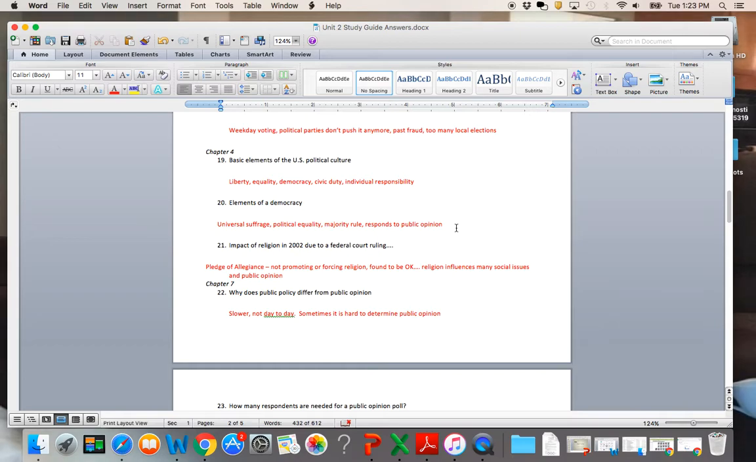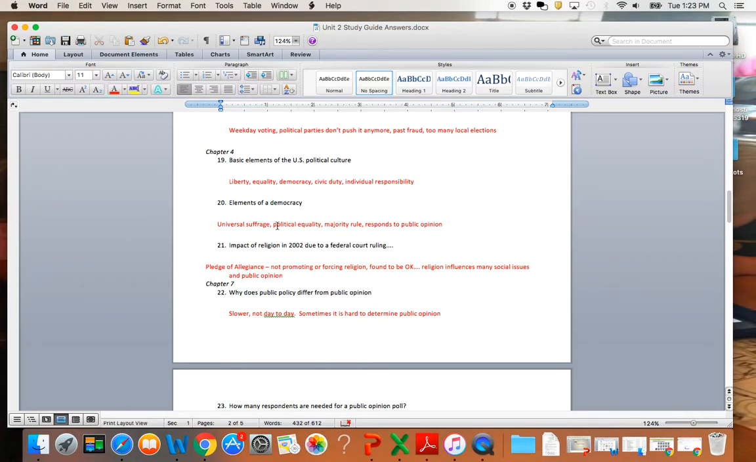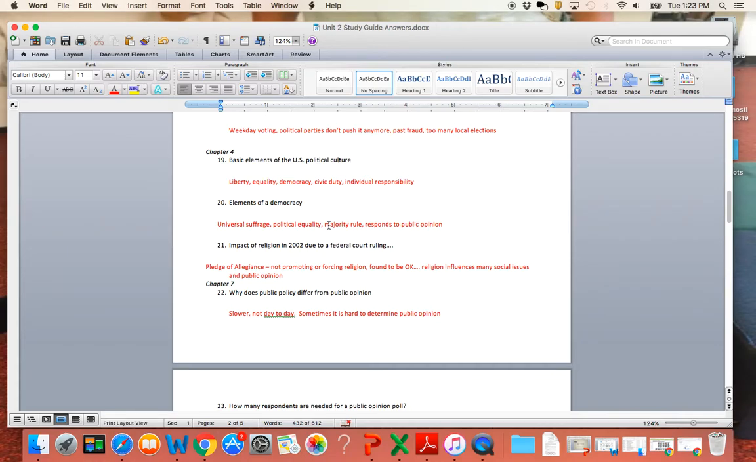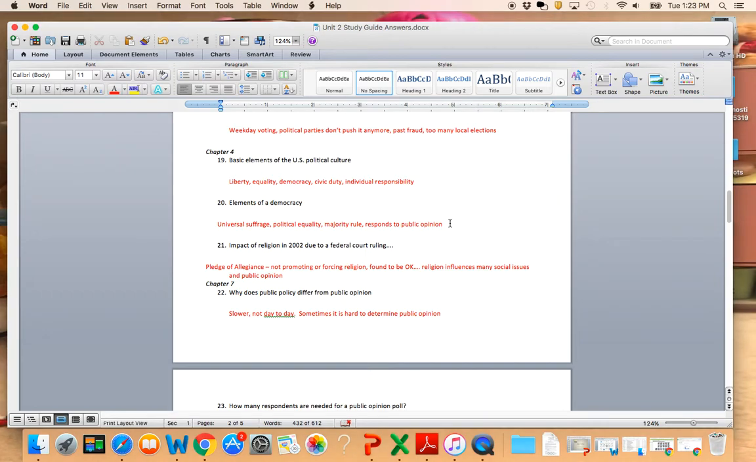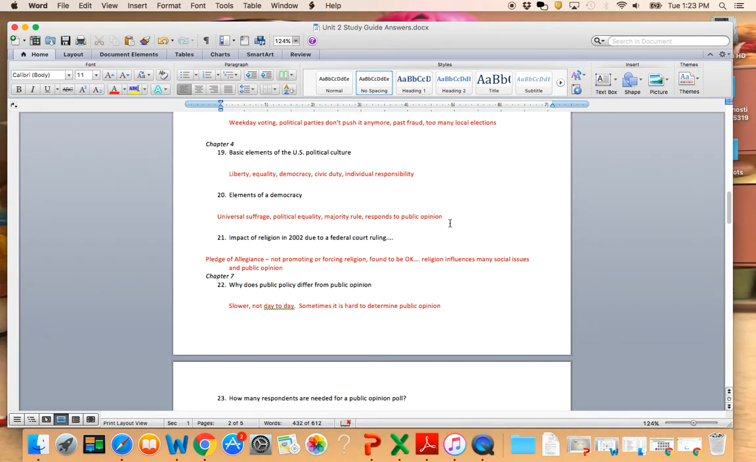What makes up the democracy is a little bit of repeat of Unit 1: universal suffrage, everyone can vote. Political equality, everyone's equal. Majority rule, so when voting, the majority will rule, and the government is responding in a way to public opinion.